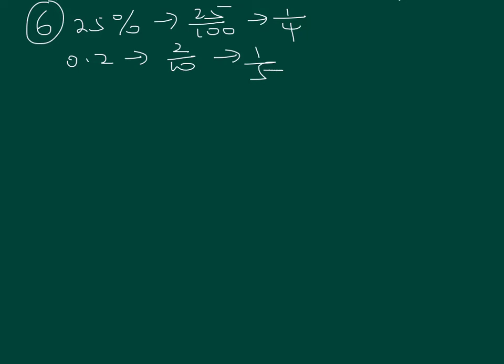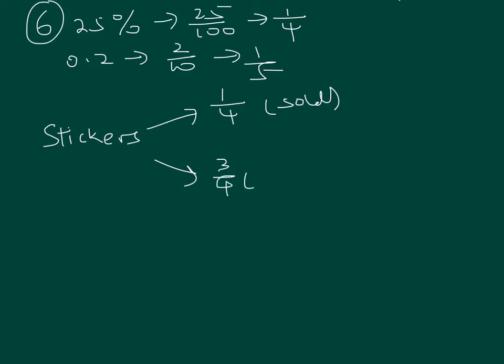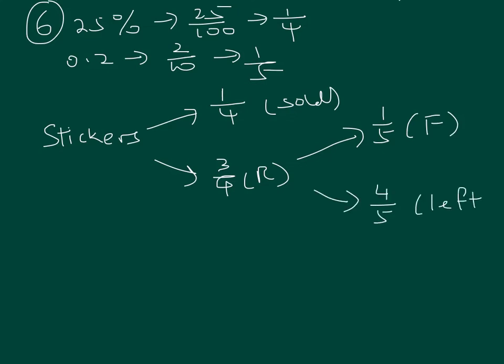Okay, after you have changed the percentage and decimals into fractions, and you see the keyword there, remaining, you can actually use the branch method. So it looks something like this. At first he had some stickers. Of the 25%, which is 1 over 4, he sold them, which means he is left with 3 over 4 remaining. Out of the 3 over 4, he gave 0.2 to his friends, which is 1 over 5, and he is left with 4 over 5, which is what he's left over.